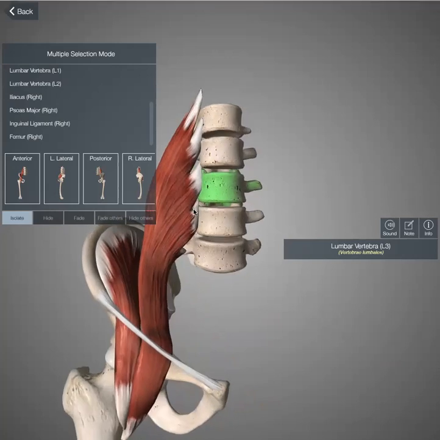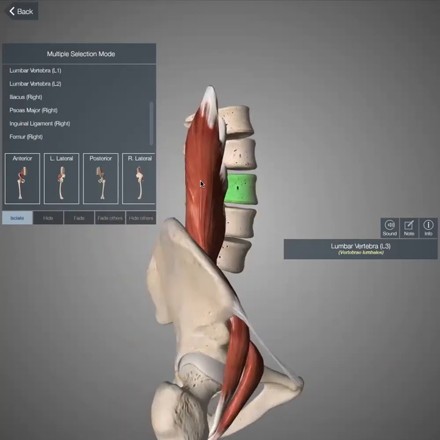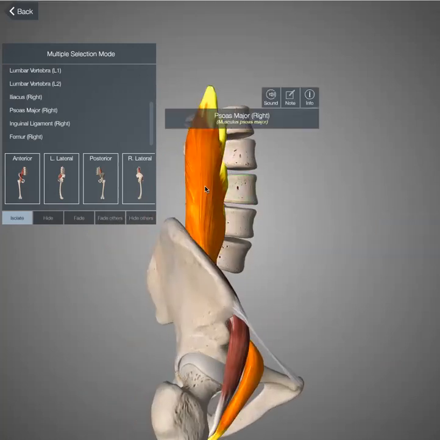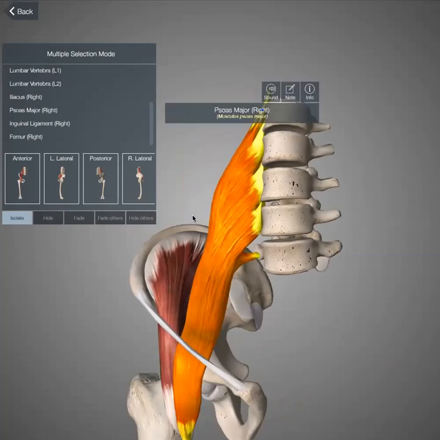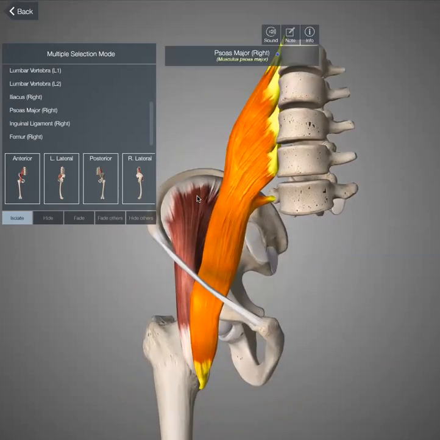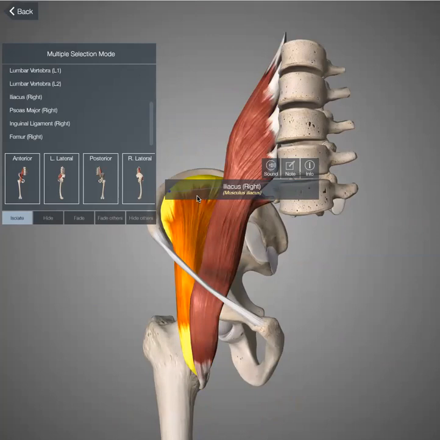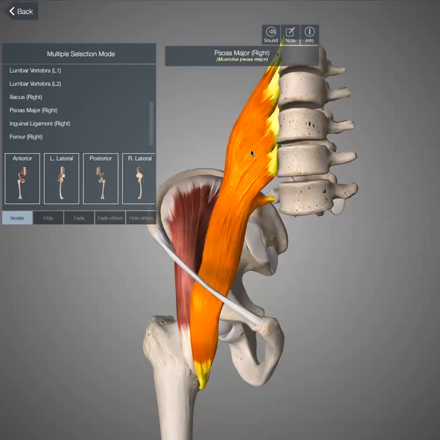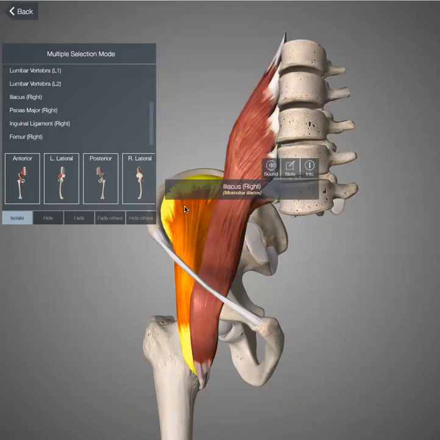So how they're innervated: L1, L2, L3 for specifically psoas major, and the iliacus on its own here has a different innervation, the femoral nerve. So if they ask you, psoas major is innervated by what? You will say anterior rami of L1, L2, and L3. And what is the iliacus innervated by? It's innervated by the femoral nerve. Okay?